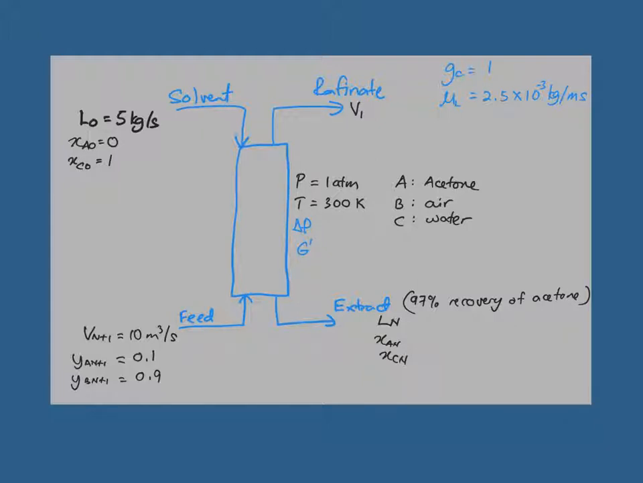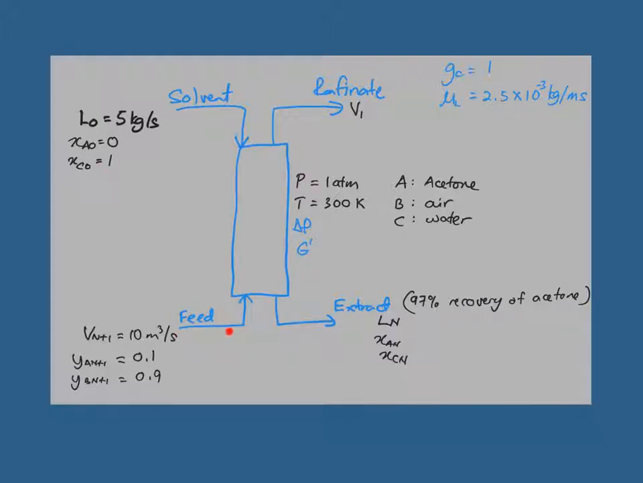From the schematic diagram, water as a solvent is fed from the top of the column, and the mass flow rate of water given here is 5 kilogram per second, and it is pure water. Therefore, the mole fraction for component C is equal to 1.